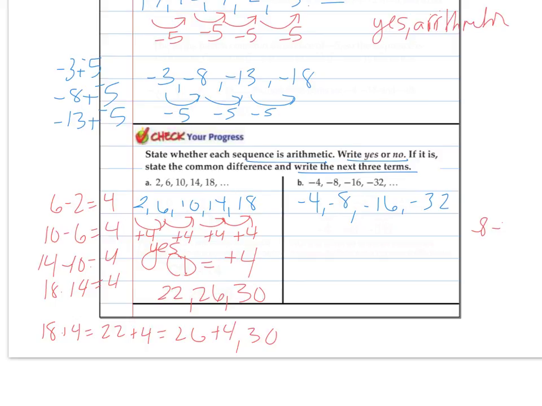-8 minus -4, add the opposite. That means we went up 4. Excuse me, not up 4. We went down 4. Silly me.